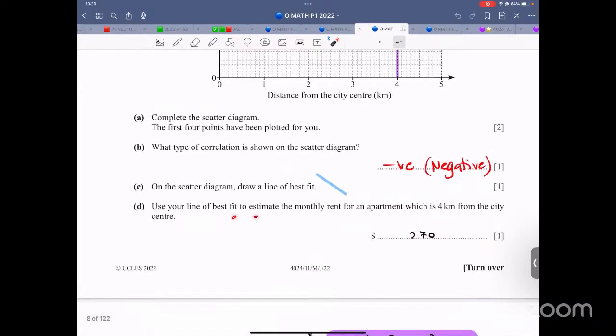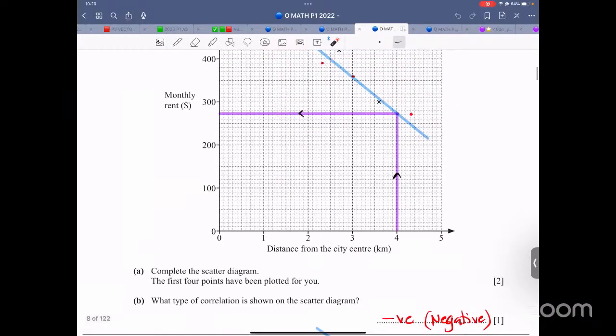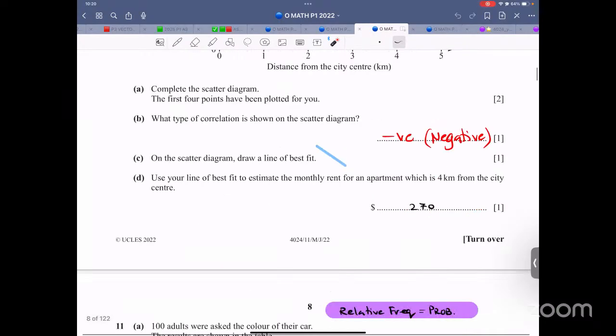Use your line of best fit to estimate the monthly rent for an apartment which is 4 kilometers from the city center. So distance from the city center, that's 4 kilometers. Look at the direction of the arrow. I'm using this value, touching the graph, going left, and that is the estimated value. That comes out to be 270.